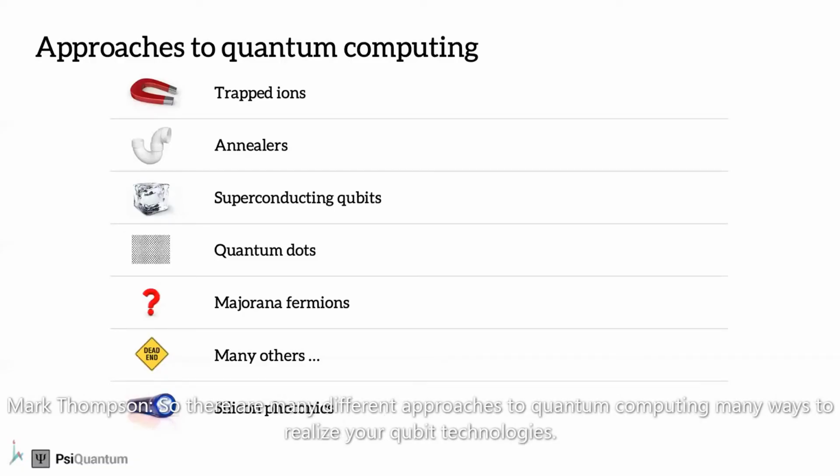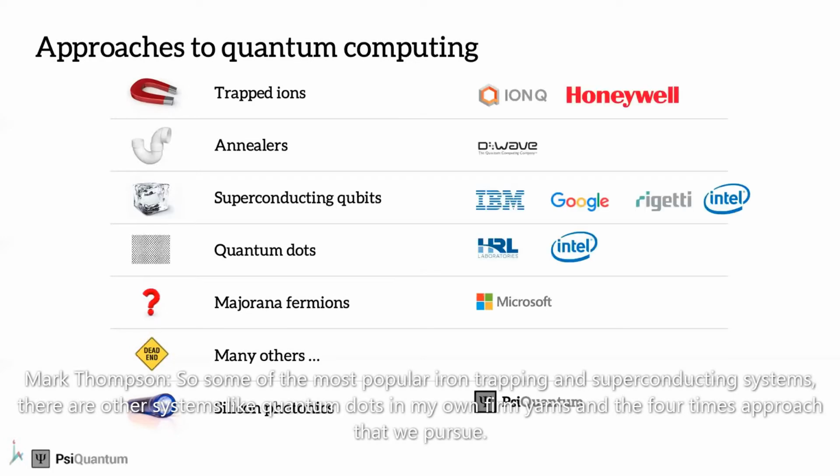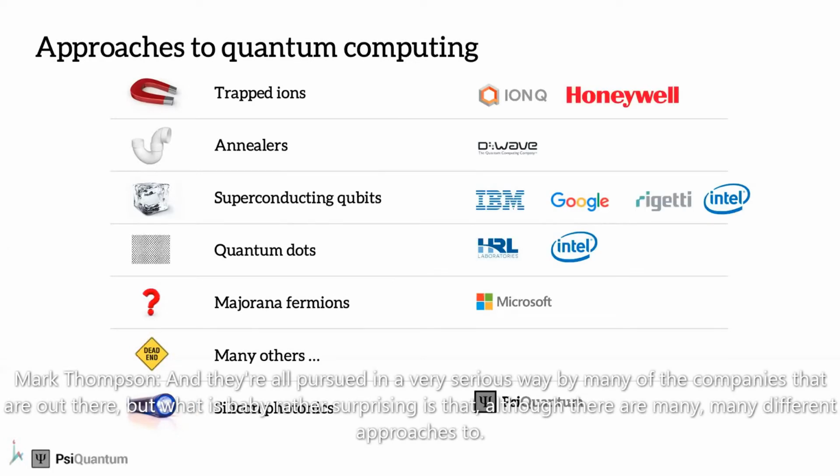So there are many different approaches to quantum computing, many ways to realize your qubit technologies. Some of the most popular are ion trapping and superconducting systems. There are other systems like quantum dots and Majorana fermions and the photonics approach that we pursue. And they're all pursued in a very serious way by many of the companies that are out there.